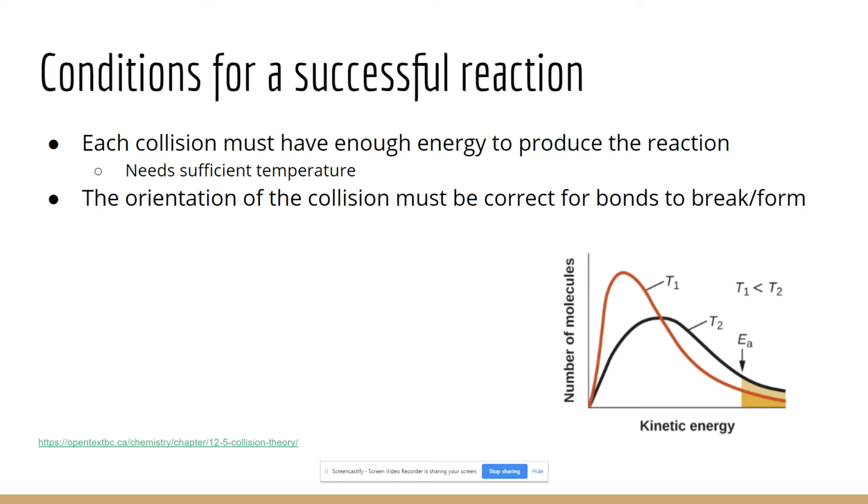So if you take a look at it, the area under the curve is larger for the black line because it's at a higher temperature, and the area underneath is smaller for the red line, which is at a lower temperature.